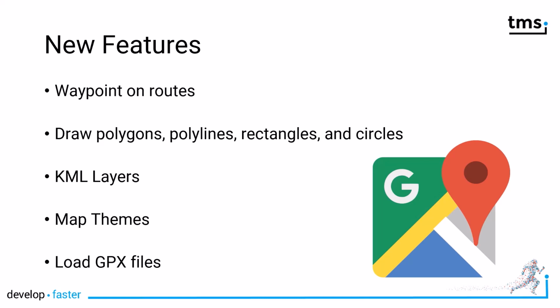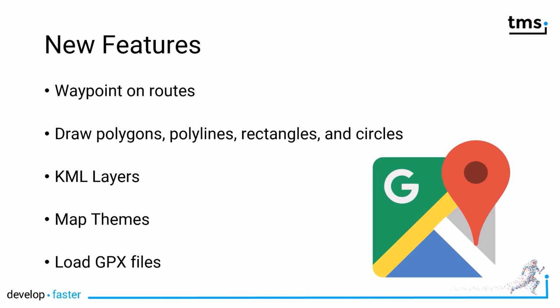First of all, you can add waypoints to routes. So far, the only thing that was supported was going from A to B. Now you can define as many waypoints as you want between A and B. Further, you can optimize these waypoints using the Google Maps API.